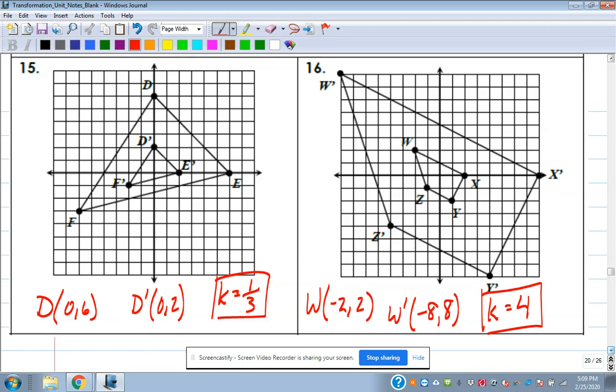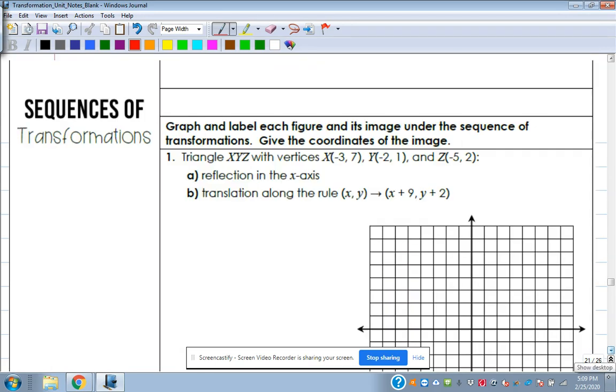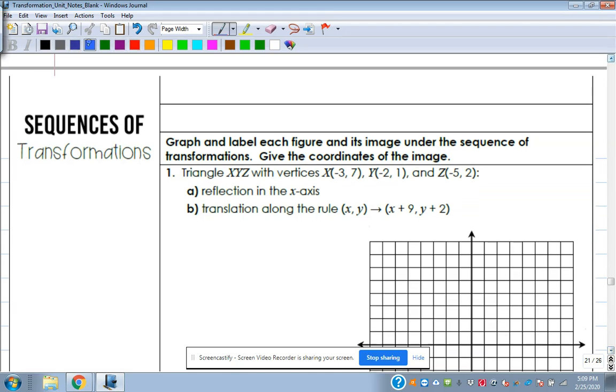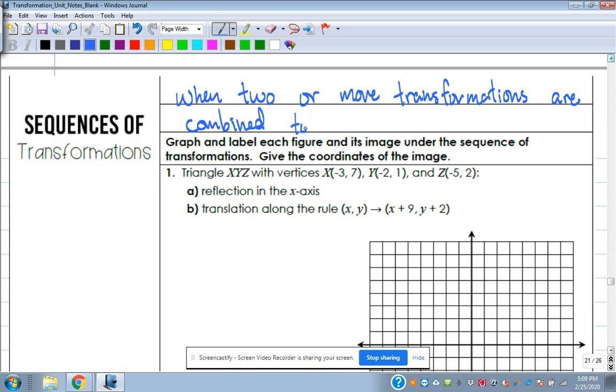Sequences of transformations. That's the next place you want to be. Sequences of transformations. Basically, when two or more transformations are combined to form a transformation.